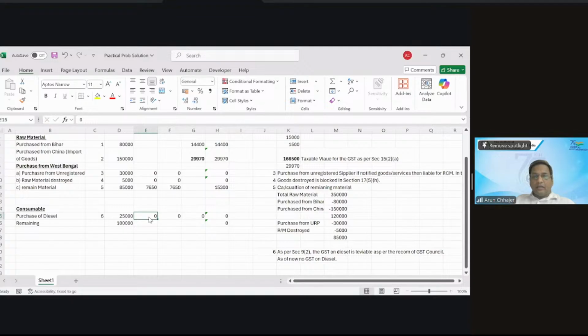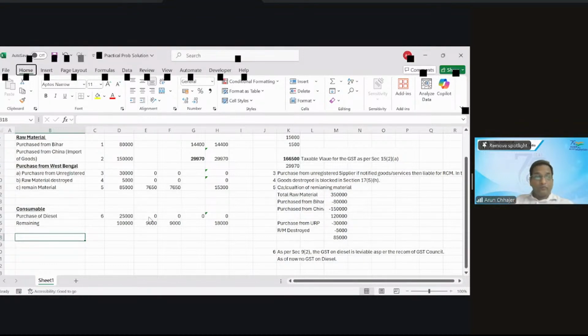The remaining consumable material is purchased from Calcutta only. So it will also be CGST and SGST 9,000, 9,000. It will also be CGST, SGST 9,000, 9,000, right? Fine. Now let's further move.